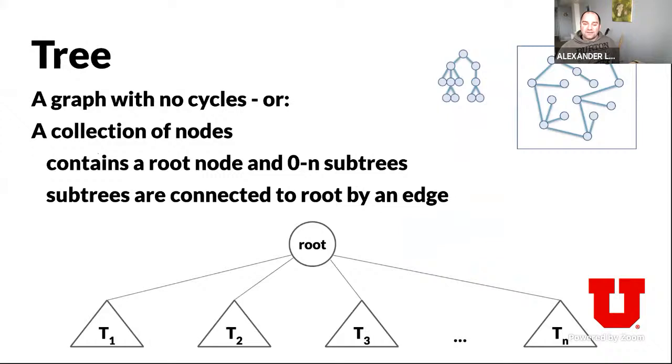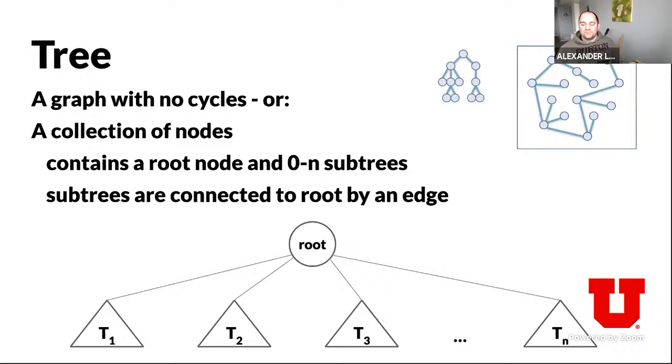And then a special type of graph or a network is a tree. A tree is, in its simplest form, a graph with no cycles, or you can think of it as a collection of nodes that contains a root node and zero to n subtrees. That's kind of like a recursive definition. And the subtrees are connected to the root by an edge.